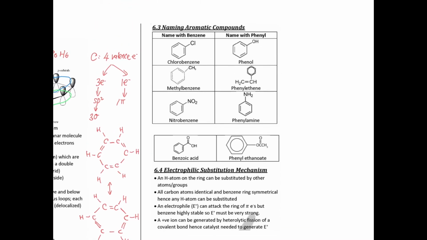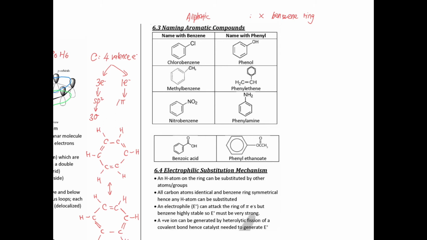Now 6.3, naming aromatic compounds. What is aromatic here? Aromatic is the structure with a benzene ring. With a benzene ring, so aromatic. Without a benzene ring, we call it aliphatic. Aliphatic is no benzene ring.